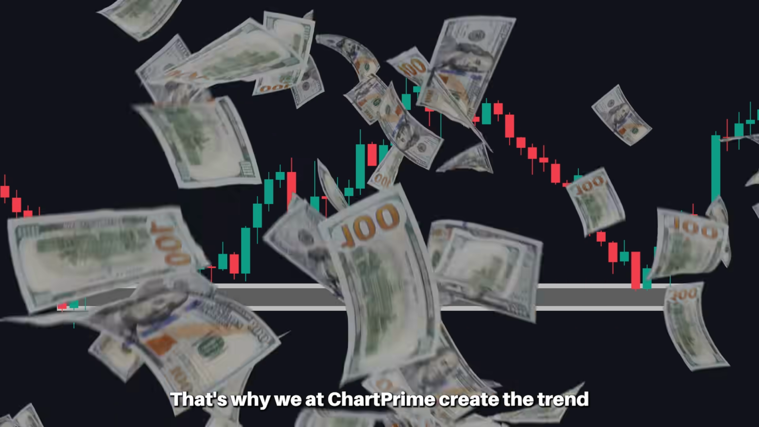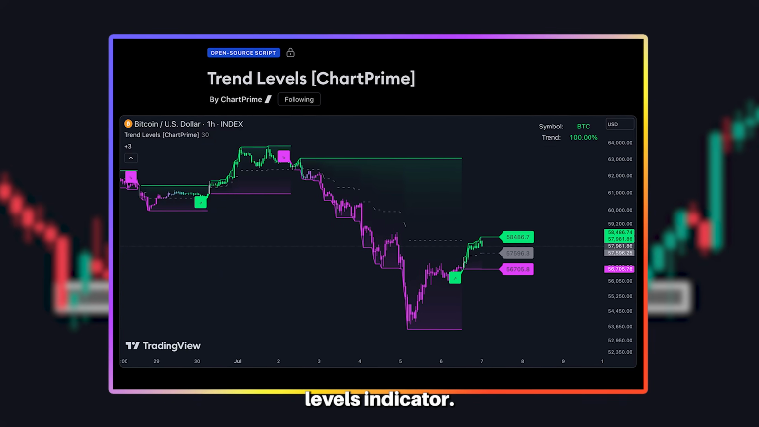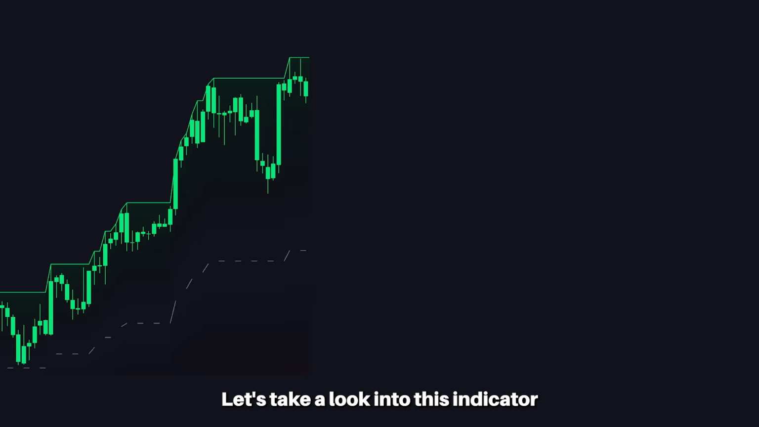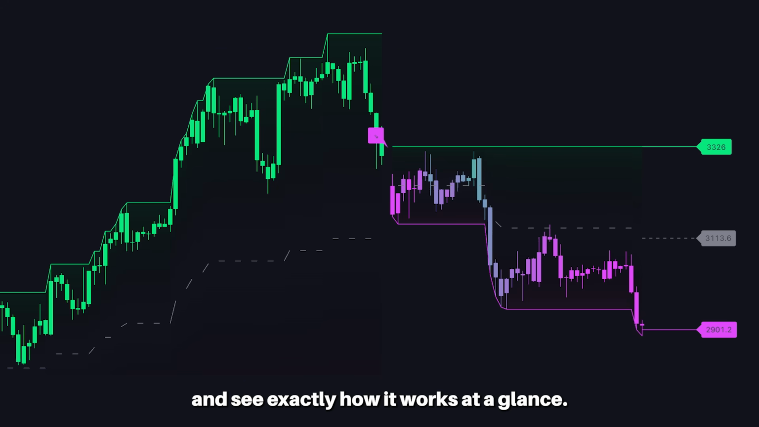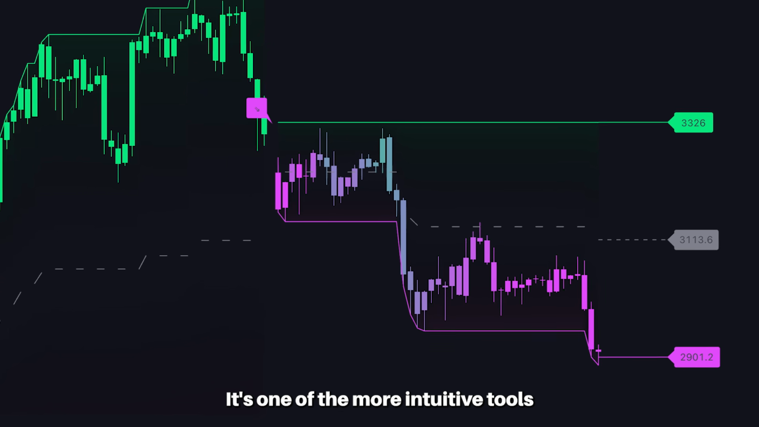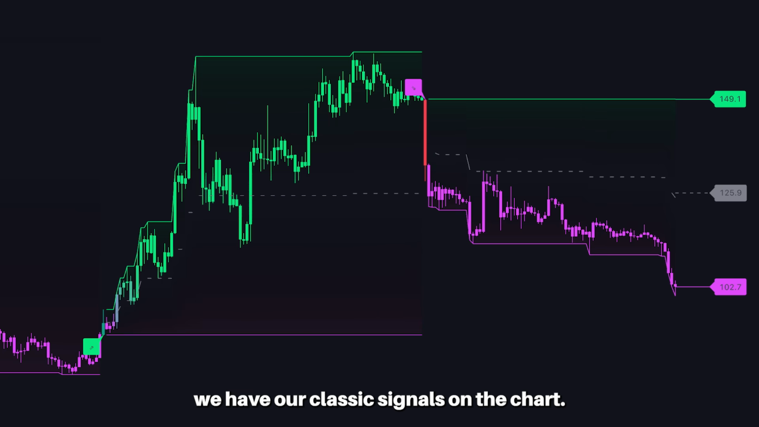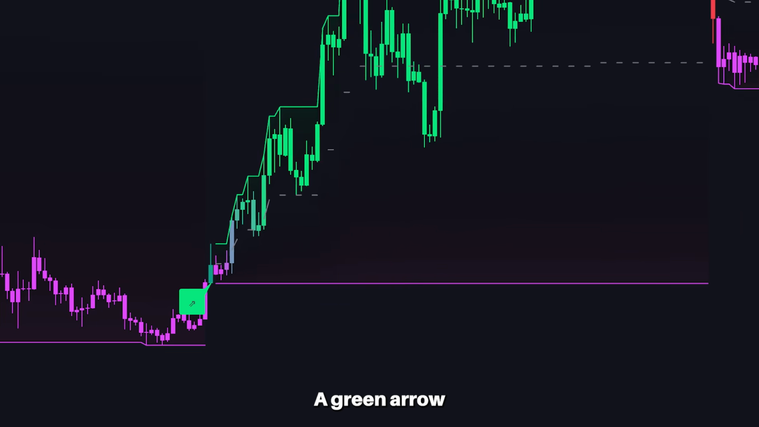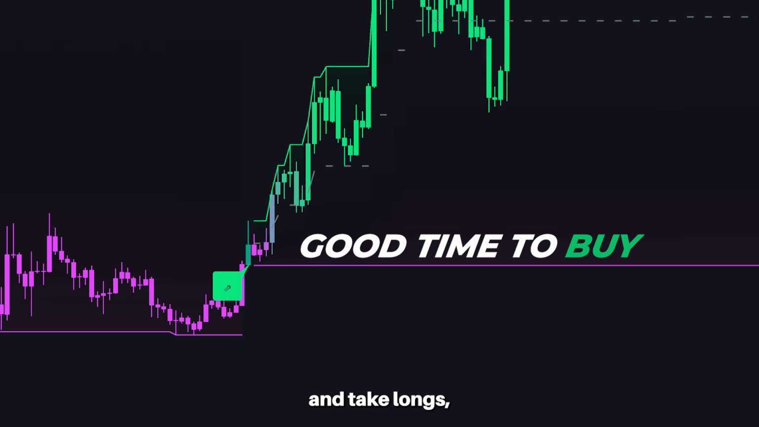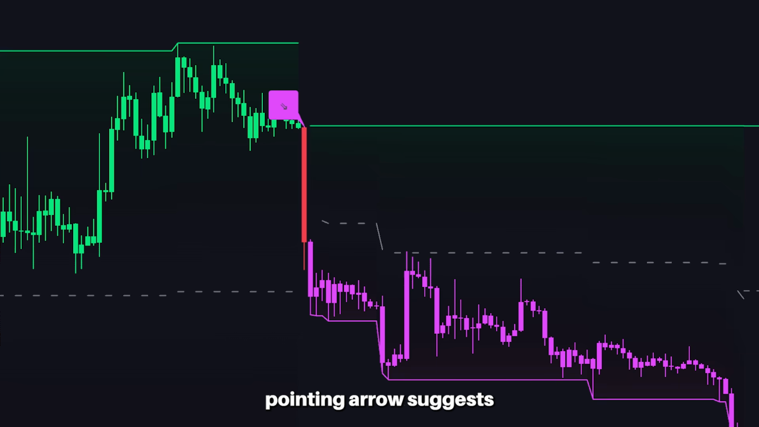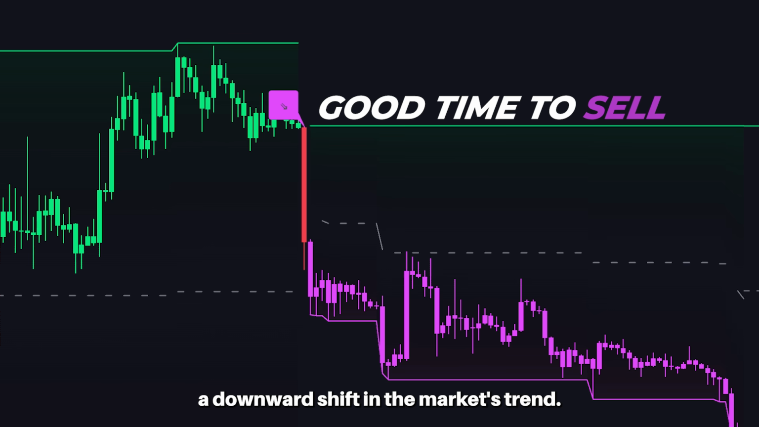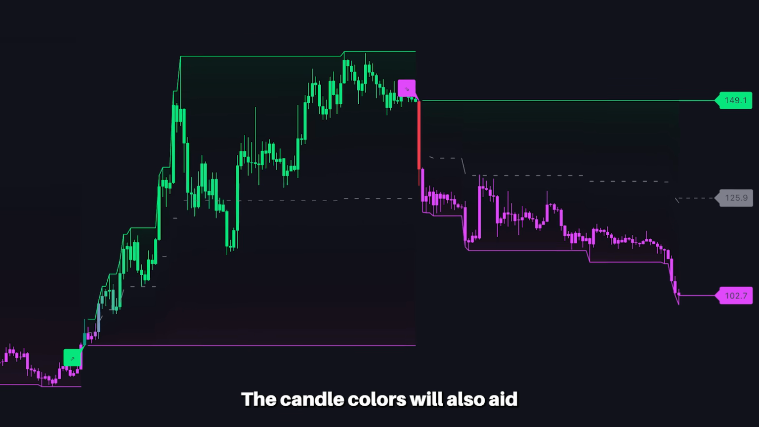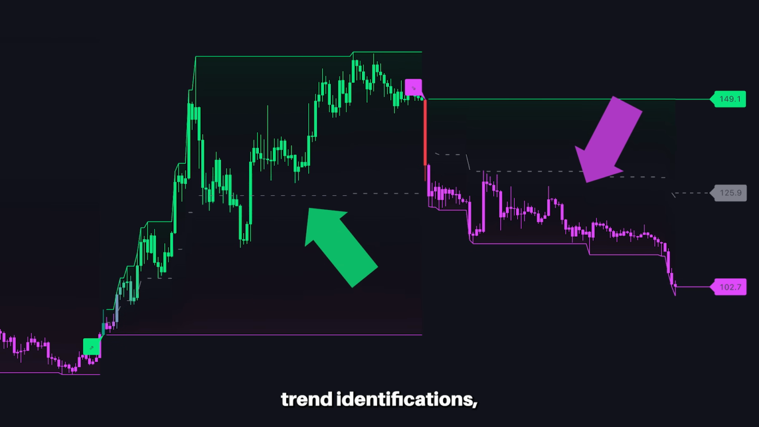That's why we, at Chart Prime, created the Trend Levels Indicator. Let's take a look into this indicator and see exactly how it works. At a glance, it's one of the more intuitive tools we've made. Firstly, we have our classic signals on the chart. A green arrow implies it's a good time to buy and take longs, whereas a pink downwards pointing arrow suggests a downward shift in the market's trend. The candle colors will also aid in those clear market trend identifications.